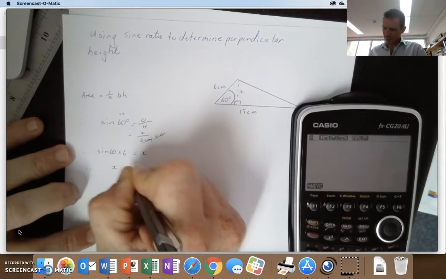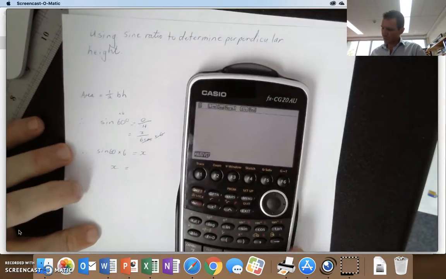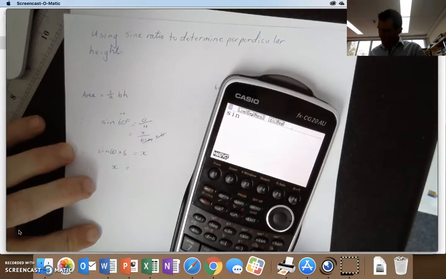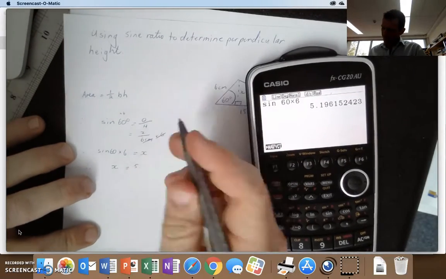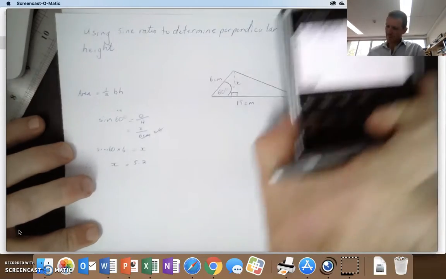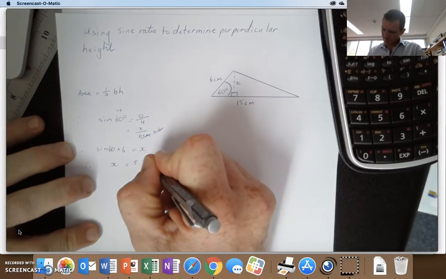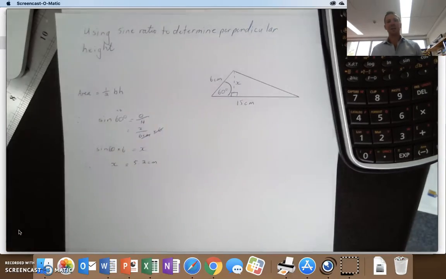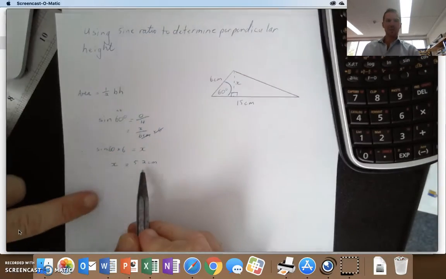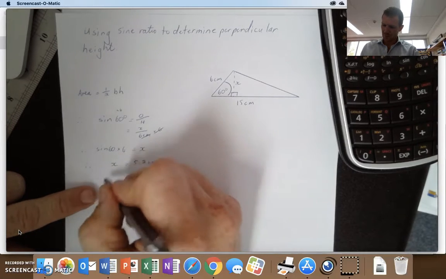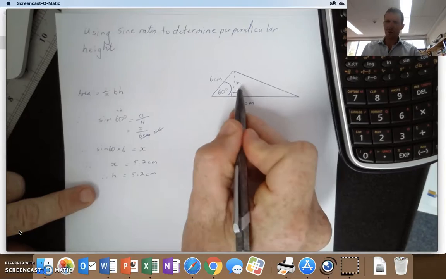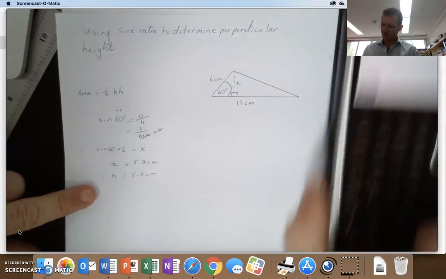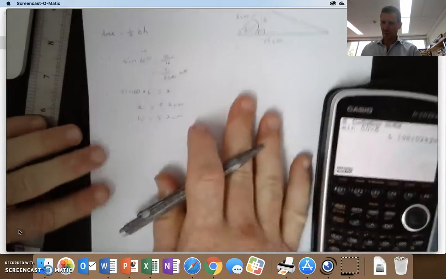Therefore, x equals, take my calculator, sine 60 multiplied by 6 equals 5.2 roughly, and centimeters. So my perpendicular height is roughly 5.2 centimeters. I'll write that in there, h equals 5.2 centimeters. I could have, of course, written h there, and in hindsight probably would have been a better idea. So I'm then going to use this.